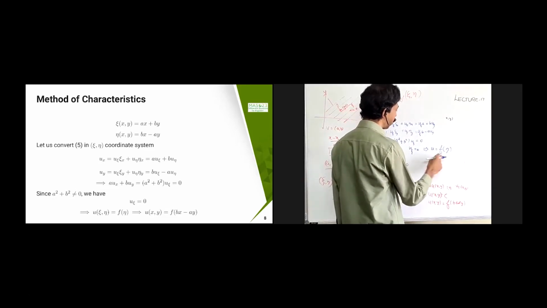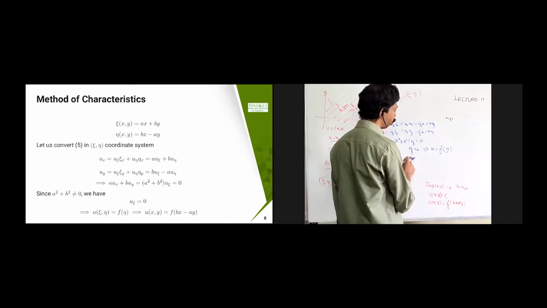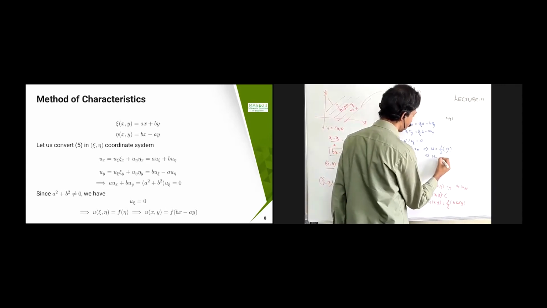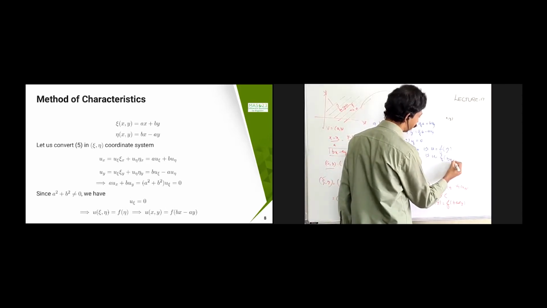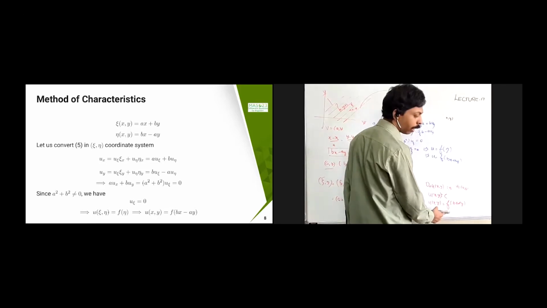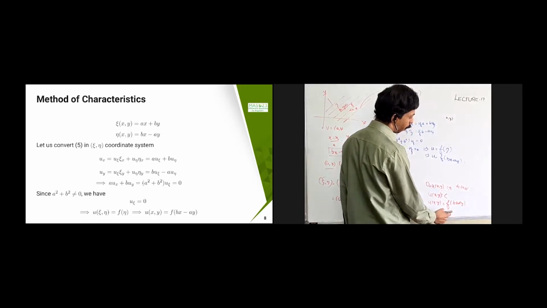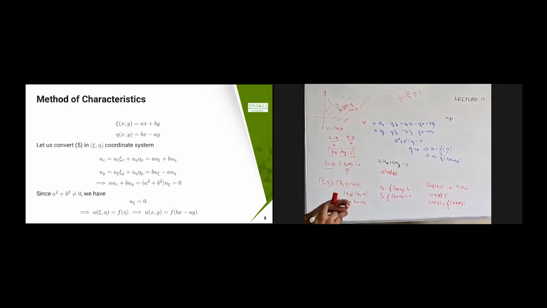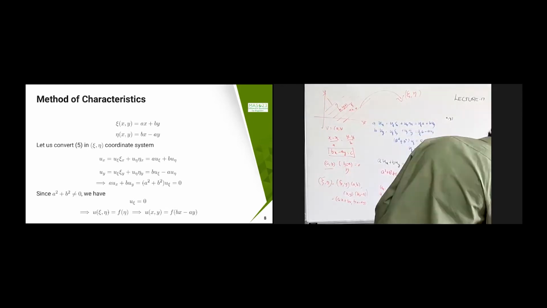So you can just differentiate this one. If I take u chi, that is going to become 0. But what is chi? Chi is nothing but bx minus ay. Therefore, u is going to become f of bx minus ay. I got the same thing in the earlier method also, and in this method also I got the same thing. u equal to f of bx minus ay is the solution for this problem.